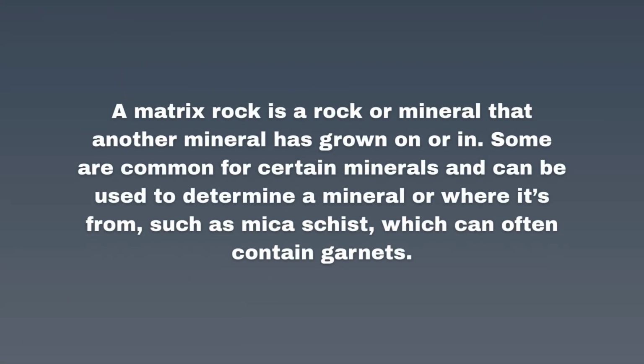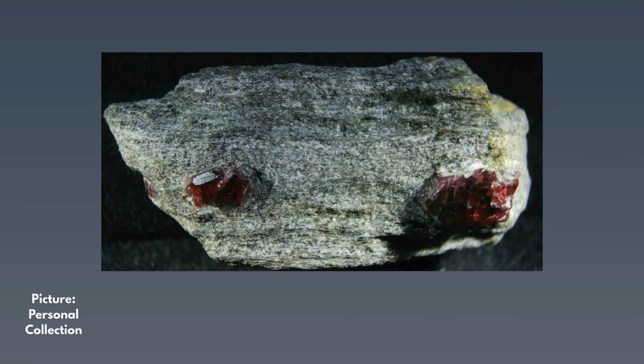A matrix rock is a rock or mineral that another mineral has grown on or in. Some are common for certain minerals and can be used to determine a mineral or where it's from, such as mica schist, which can often contain garnets. Here's some almandine garnets in mica schist.